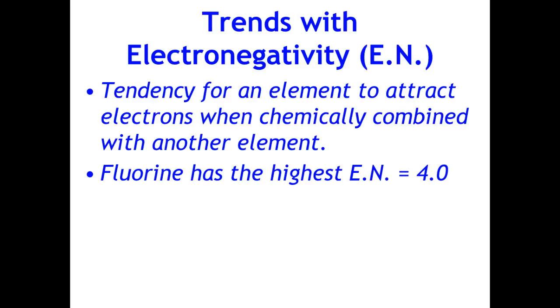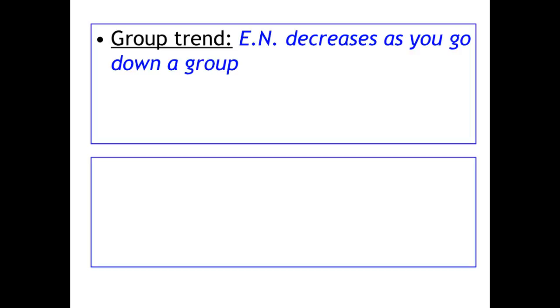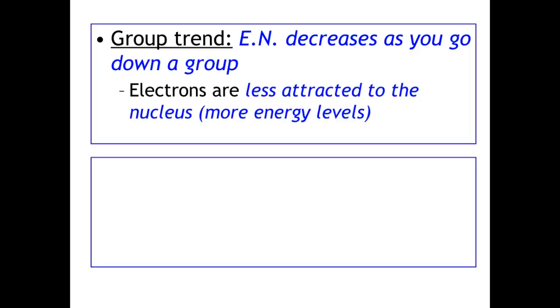Fluorine has the highest electronegativity at 4.0. And why is that? Well, let's talk about electronegativity first. The group trend. So you're going top to bottom or bottom to top on the periodic table. The electronegativity decreases as you go down a group. Electrons are less attracted to the nucleus as you go down a group. And why is that? Because you're getting further and further away from the nucleus, because atomic size increases as you go down the periodic table, down a group.